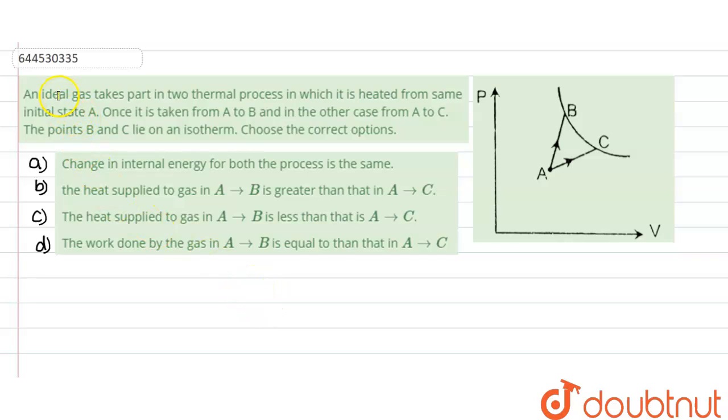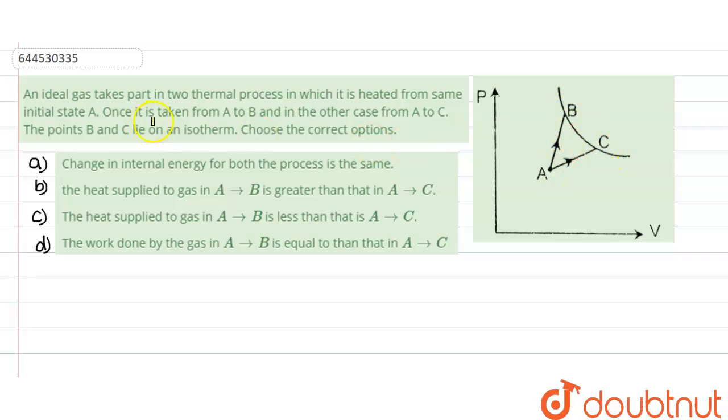Hello everyone, let us start with our question. In this question, it is given that there is an ideal gas which takes part in two thermal processes in which it is heated from the same initial state A. Once it is taken from A to B and in the other process from A to C. That means the initial condition is the same. In one process it is taken from A to B and in another process it is taken from A to C.